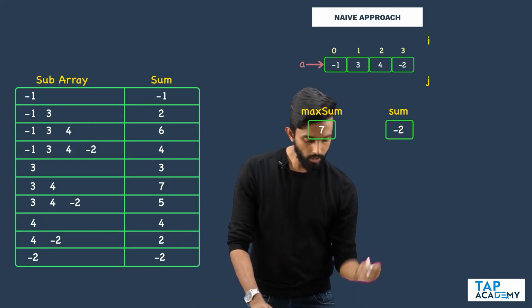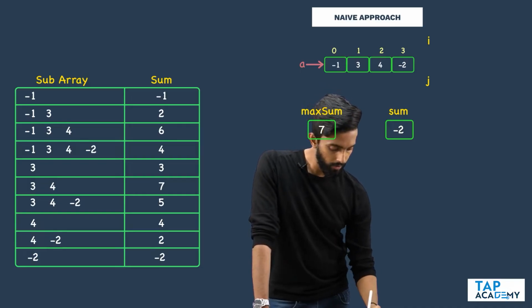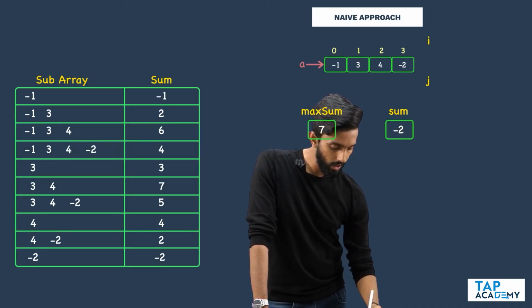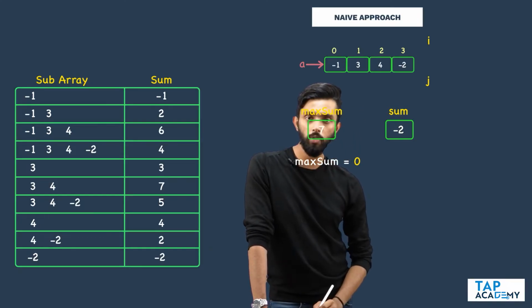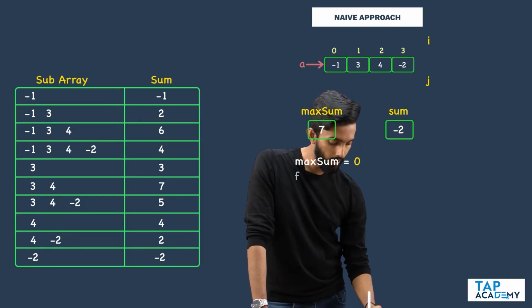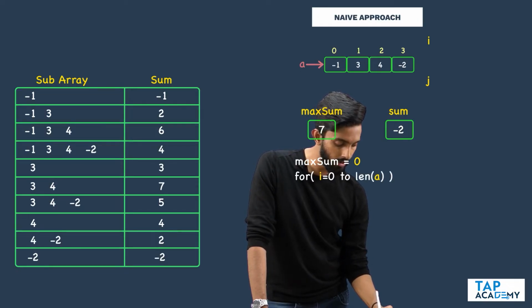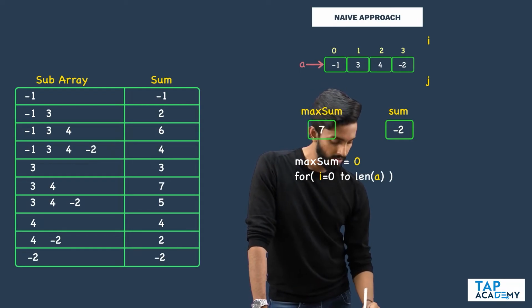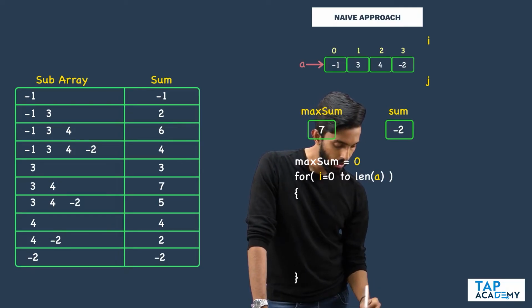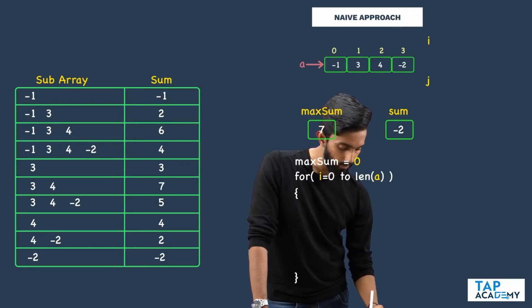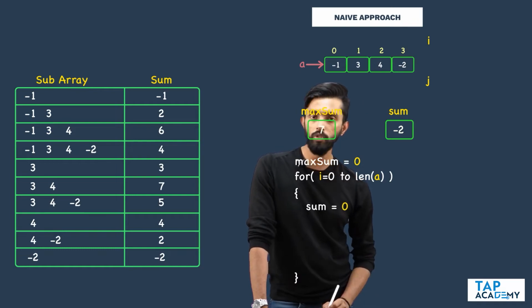Now, if I have to write this as code, code is quite straightforward. First, I will outside be creating a variable called maxsum. I will be initializing it to 0. Then I will run a loop where I will tell, hey, i, please start from 0 and go to the end of my array, so length of a. Inside this, first of all, I will create a variable sum, initialize it to 0.